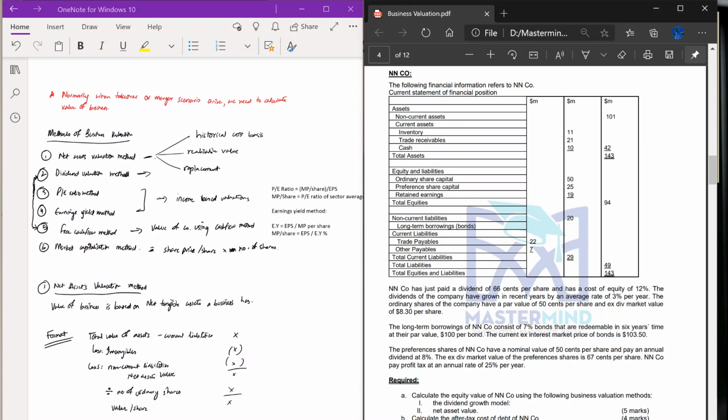Now you need to compute the value of NN Company using the DVM method and using the net asset valuation method. Once you have done that, you must compute the after tax cost of debt of NN Company. You must calculate the WACC of NN Company, and that would be all.